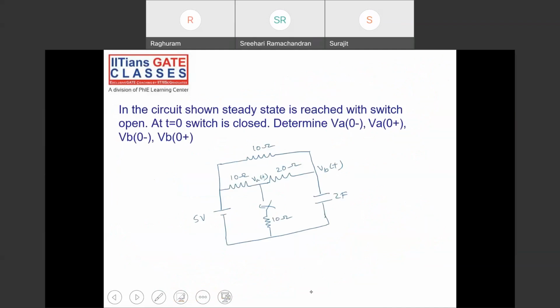Try to do this. The circuit is shown, steady state is reached with the switch open. At t equal to 0, the switch is closed. Determine VA of 0 minus, VA of 0 plus, VB of 0 minus, and VB of 0 plus.